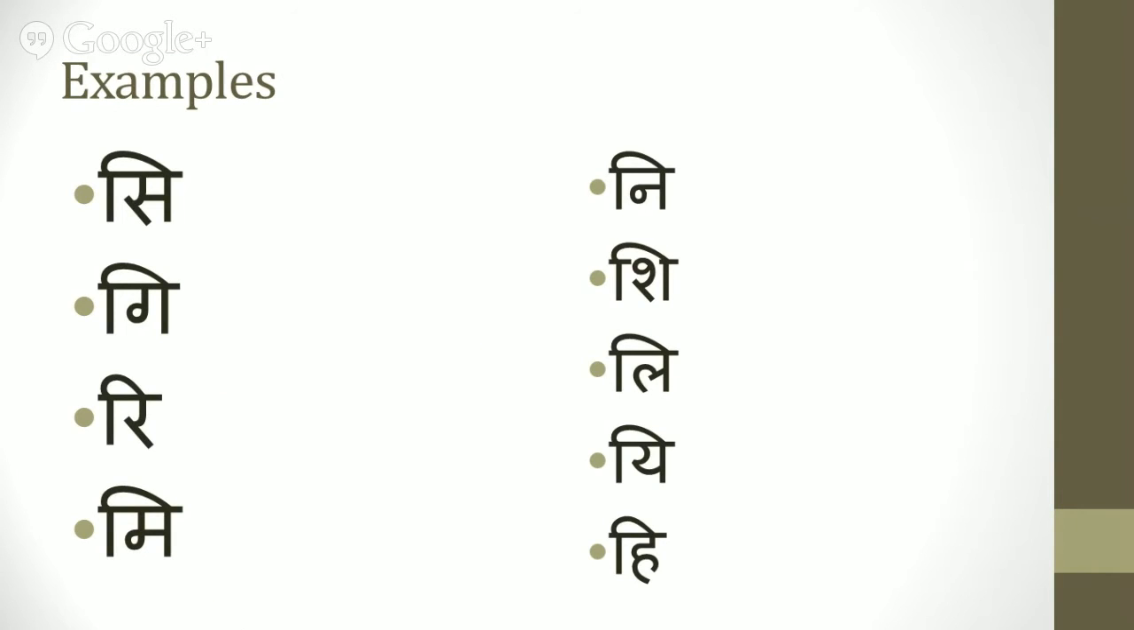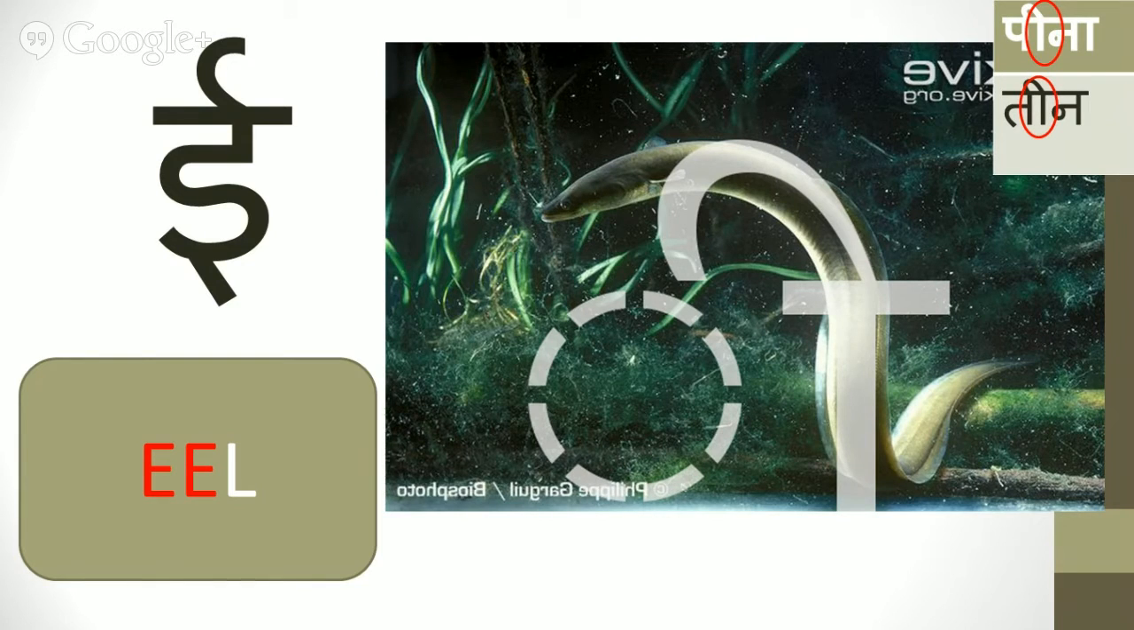Some examples. Number one, si. Number two, gi. Number three, ri. Number four, mi. Number five, ni. Number six, shi. Number seven, li. Number eight, ye. Number nine, he. Very good. Here's the next vowel.